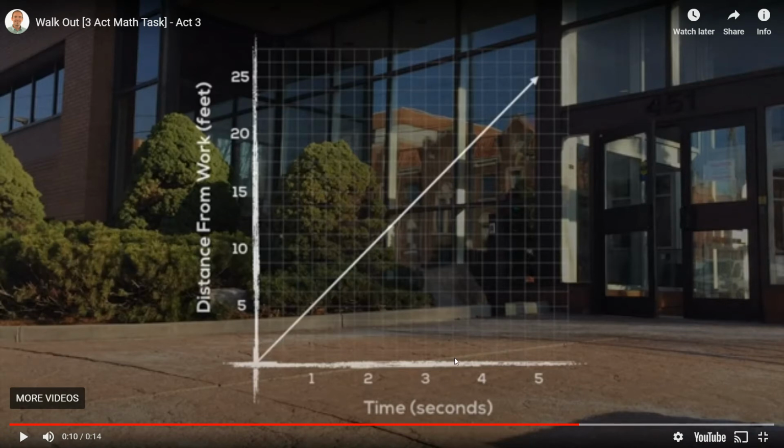So again, let's examine what the graph is all about. So time goes along the bottom here, and we saw that timer go 1, 2, 3, 4, 5 seconds. And this is distance from work. So since he's walking away from the building, the distance has to increase. And he's walking at a constant rate, so he's going up at the same amount each second. Okay, so think back to the first differences thing that we did before. I imagine the first differences of this would be the same because he's walking the same 5 feet every second. 5, 10, 15, 20, 25, up until 25 feet is done. Okay, so that's why this graph does that.